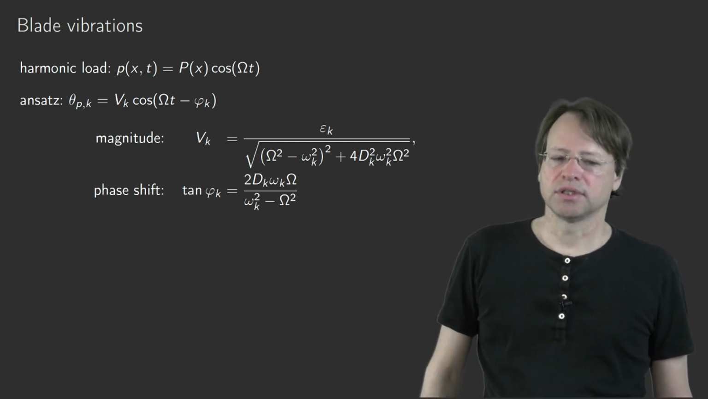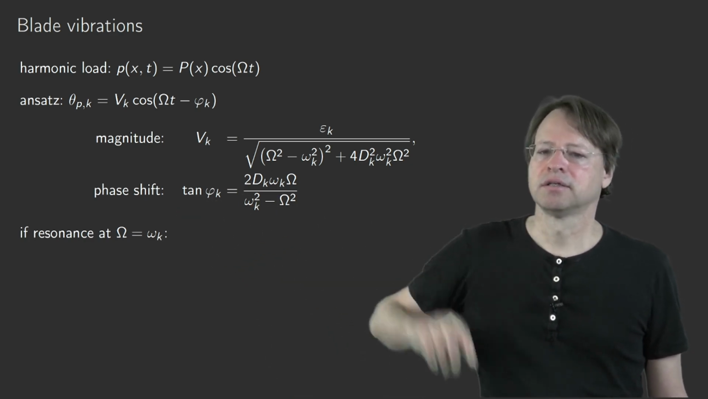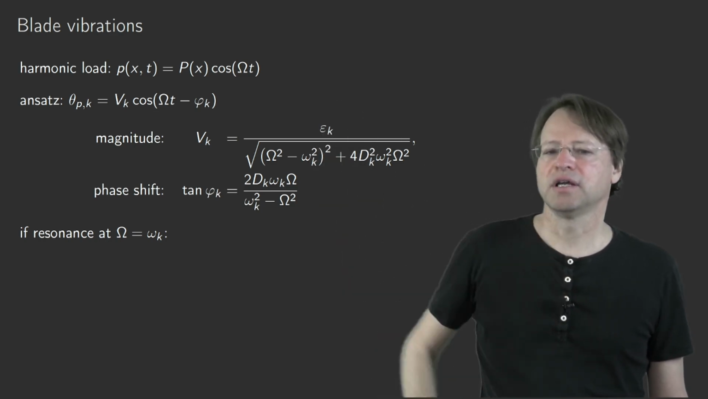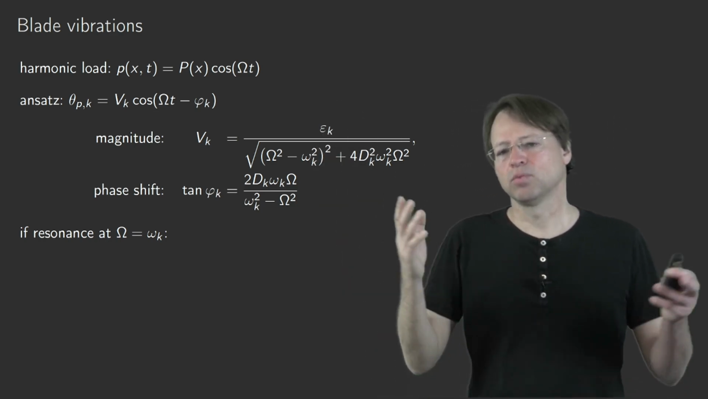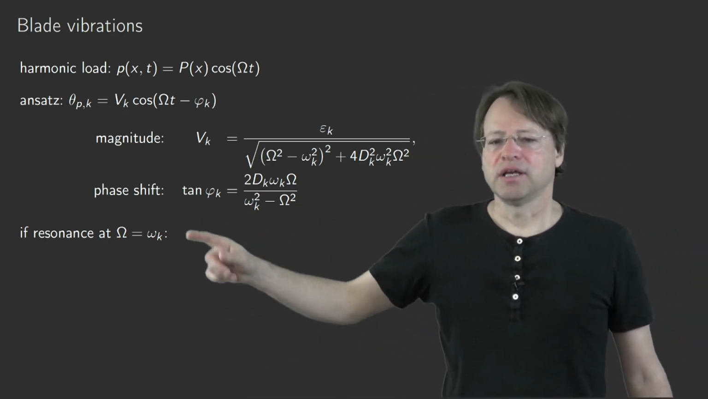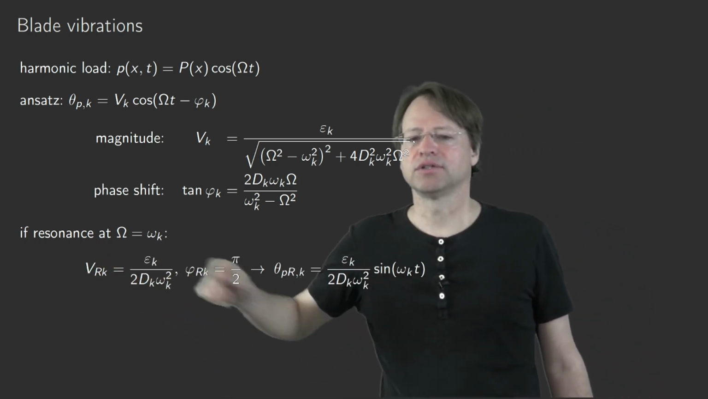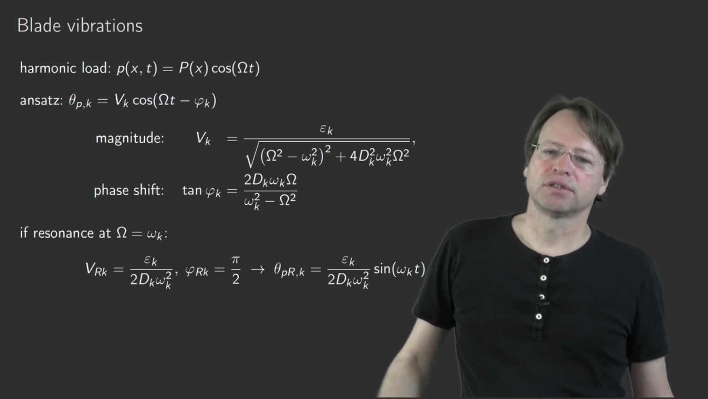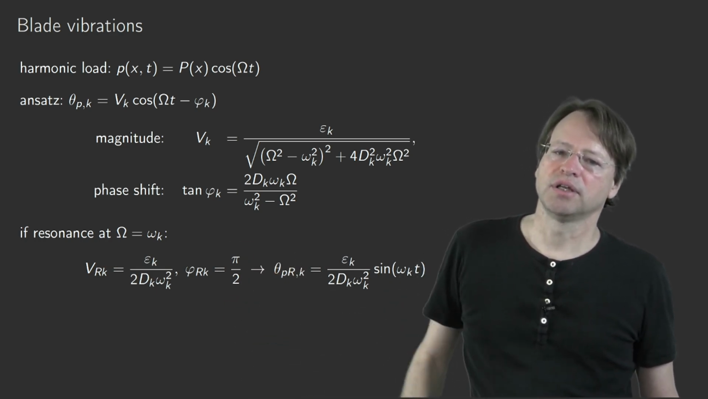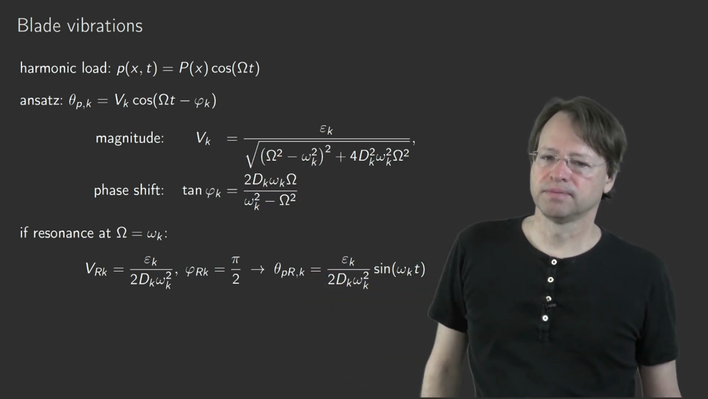Now let's have a look at resonance. What happens if we have a resonance at capital omega equal to one of these omega k's? So it happens that for some value of k, omega k is equal to capital omega. So then we call that resonance magnitude, which is then just epsilon k divided by 2 dk omega k squared, because the first parenthesis then will disappear.